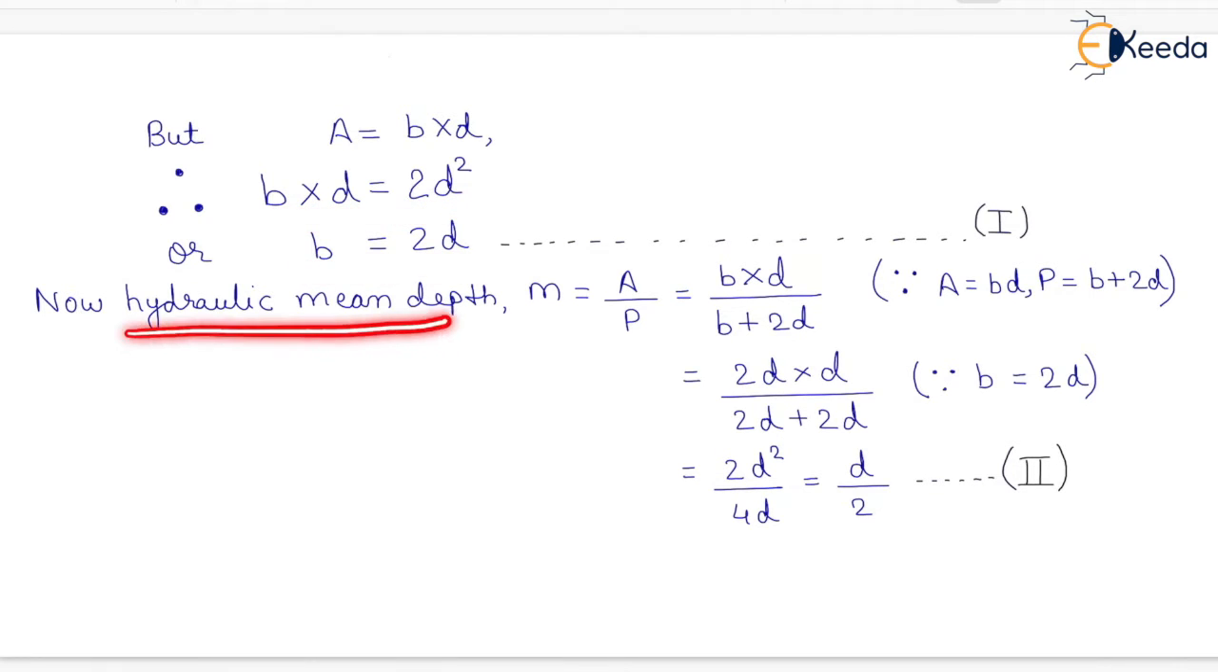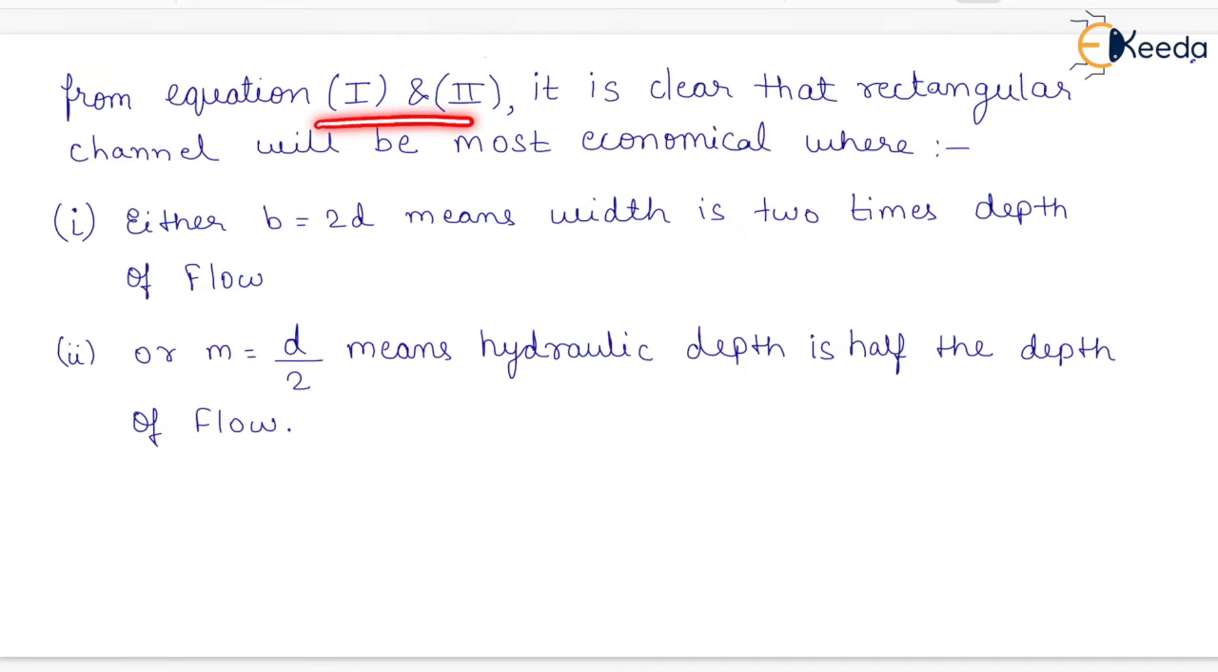Now hydraulic mean depth, which will be equals to M equals to A by P. Now we will put the value of A, that is B into D, upon B plus 2D, that is the value of perimeter. After solving this, we will have the hydraulic mean depth equals to D by 2, that is the second equation. Now from equation first and second, it is clear that rectangular channel will be the most economical, where either B is equals to 2D, means width is 2 times depth of flow, or M equals to D by 2, means hydraulic mean depth is half the depth of flow. That is all about the rectangular channel.